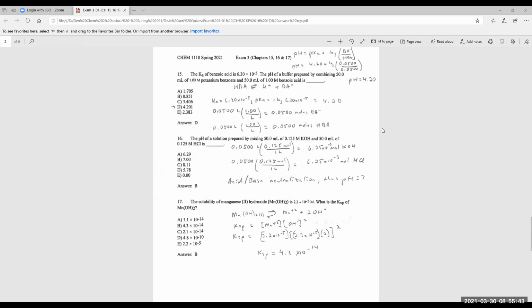So the key to this one was remembering that because of that stoichiometry not being 1-to-1, you had to take into account the coefficient of 2 and how that affects things. So if you did all that, you get a value of 4.3 times 10 to the minus 14.